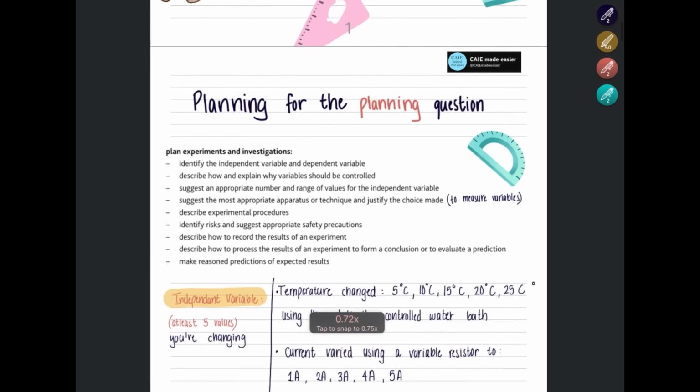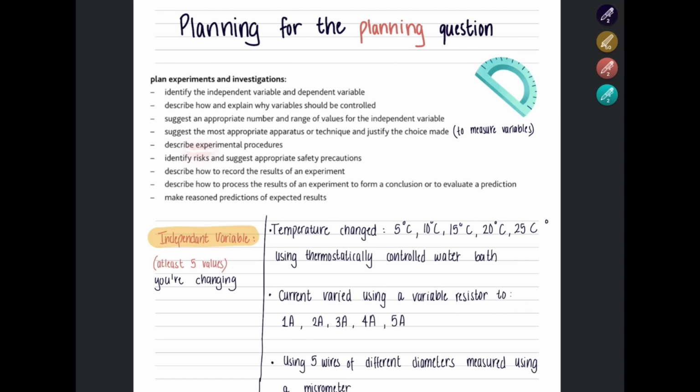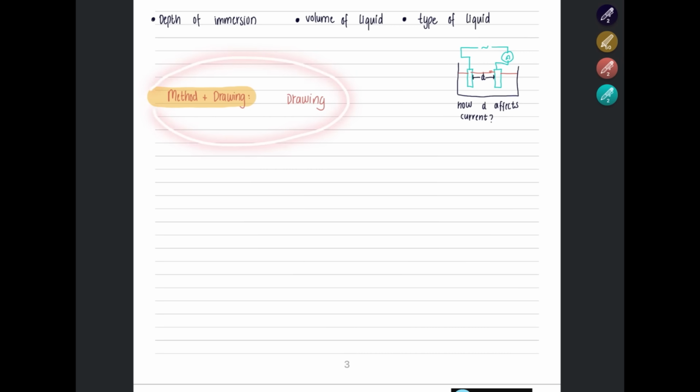Okay, next you have to describe the experimental procedure, identify risks and suggest appropriate safety precautions, describe how to record the results, process the results, and make predictions. Now we can do the method plus drawing. If you can, it's a good idea to draw it. For example, something like this. You can draw it with the apparatus and label it appropriately.